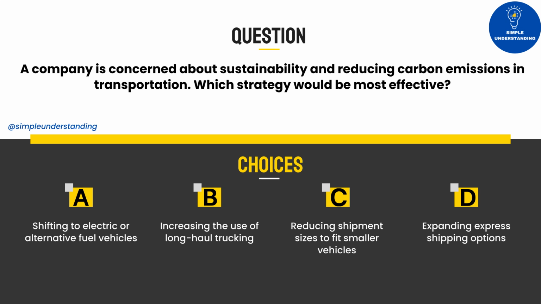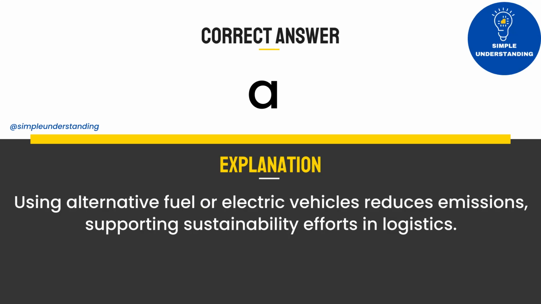5. A company is concerned about sustainability and reducing carbon emissions in transportation. Which strategy would be most effective? A. Shifting to electric or alternative fuel vehicles. B. Increasing the use of long-haul trucking. C. Reducing shipment sizes to fit smaller vehicles. D. Expanding express shipping options. Correct answer: A. Explanation: Using alternative fuel or electric vehicles reduces emissions, supporting sustainability efforts in logistics.